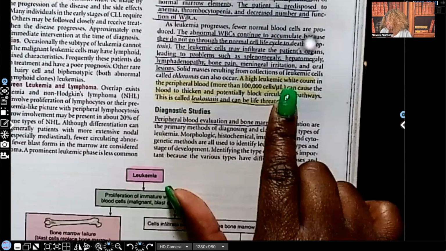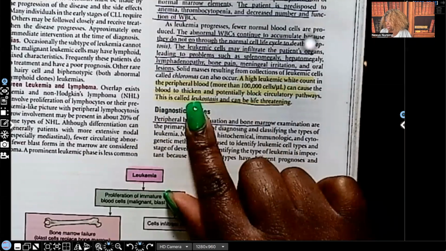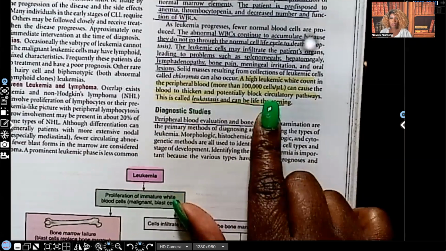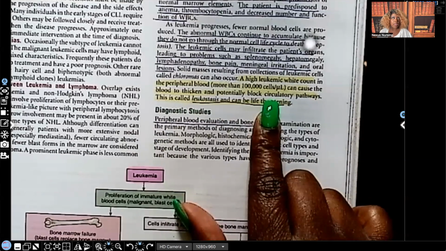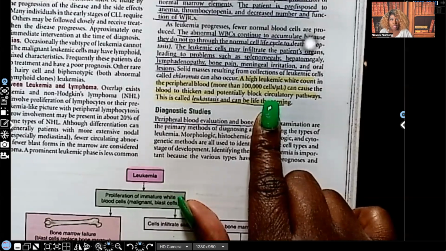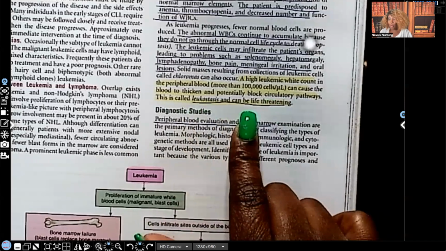A highly leukemic white count in the peripheral blood, more than 100,000, can cause the blood to thicken and potentially block circulatory pathways. Guys, remember, the blood is what's carrying oxygen. The tissues, the organs, every cell in the body needs oxygen to survive. Okay, so this is called leukostasis, and it can be life-threatening. That can cause the patient to die.